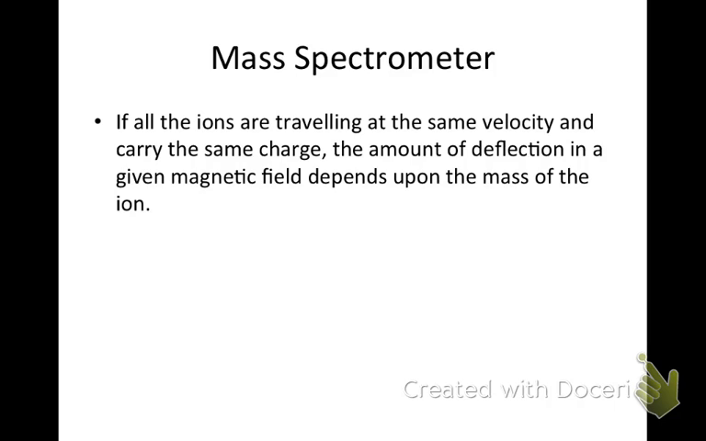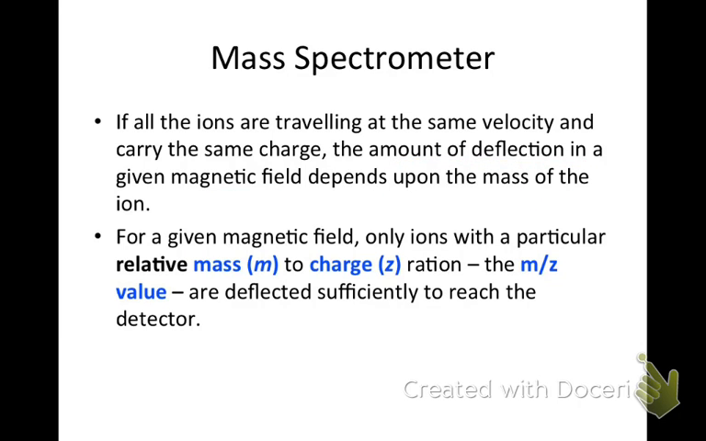So if all of the ions are traveling at the same velocity and carrying the same charge, the amount of deflection, given a certain magnetic field, is going to be dependent on the mass. And this is what they rely on to determine the relative abundance of the isotopes. So it's the mass to charge ratio.